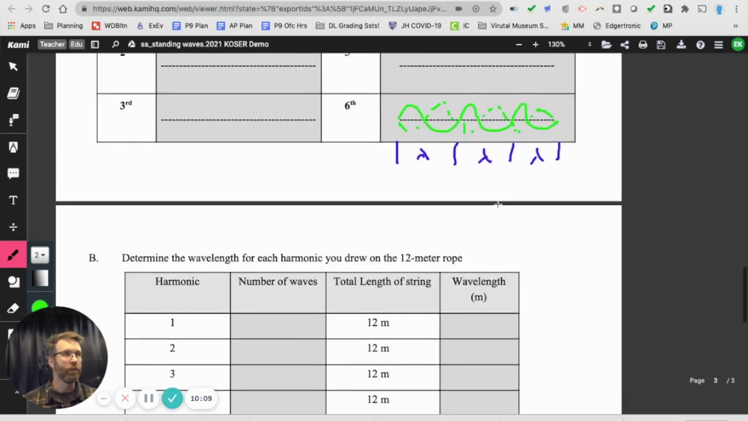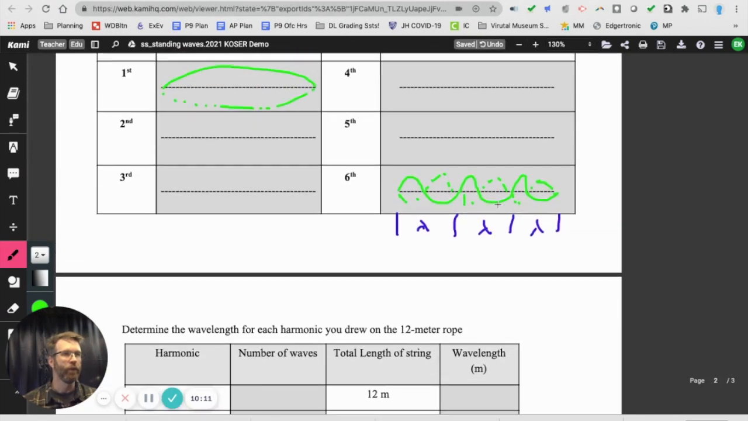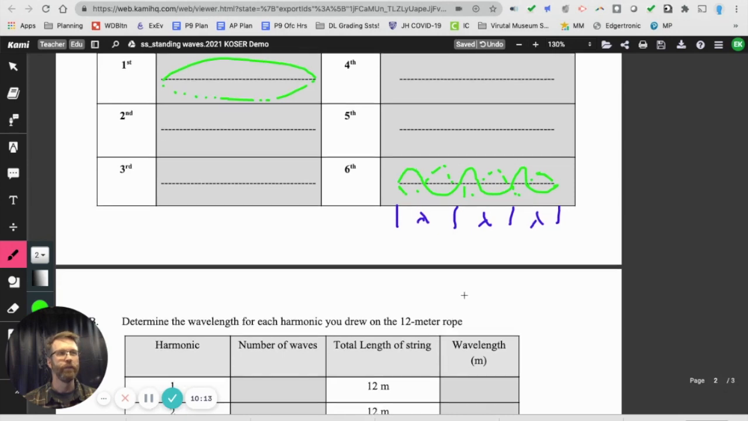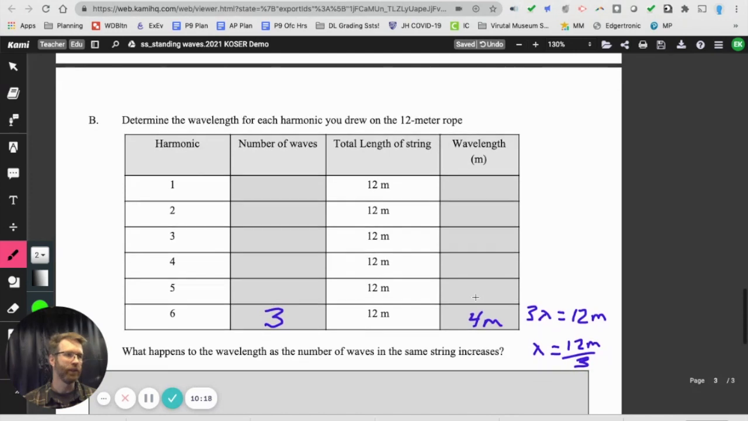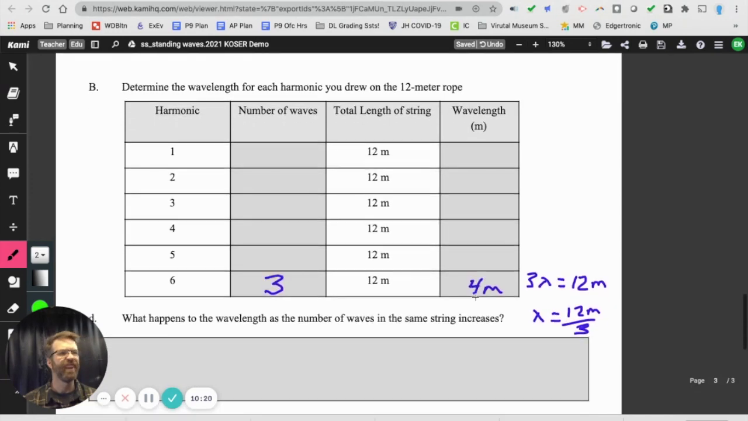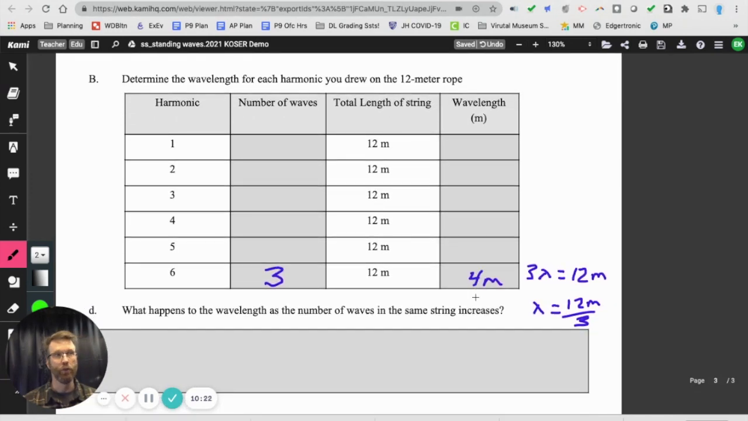Okay, so we're thinking about getting comfortable with how many waves there are. One more reminder, a wave is made up of 2 antinodes. So we have to look at the picture and ask yourself, how many antinodes does it take to make a whole wave? 2. And then how much length is that?